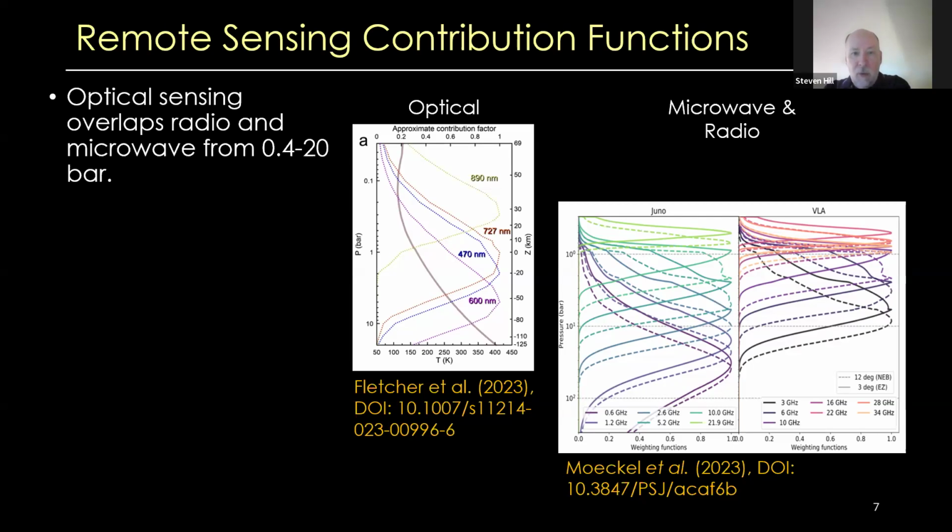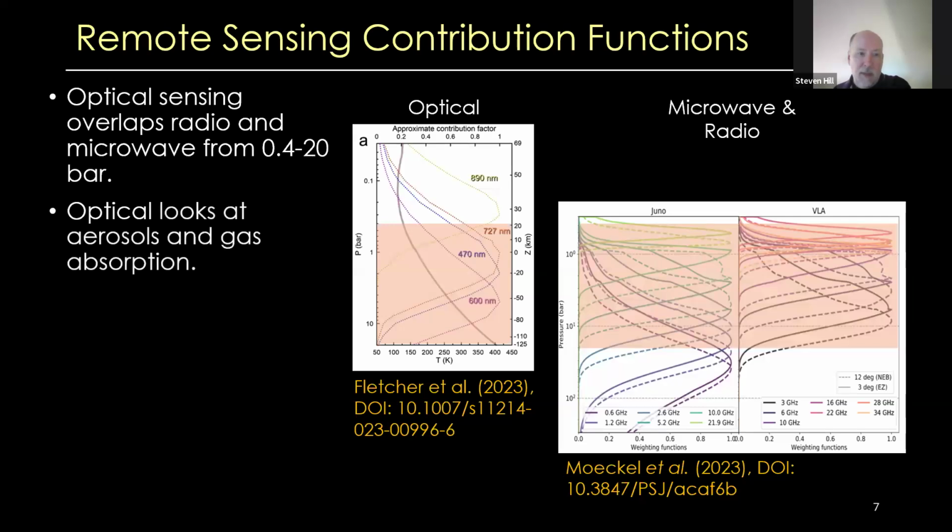And then you've got the microwave and radio on the right, which do have overlap with the optical. And again, I've offset the images so you can see that, but they also probe more deeply. And so we see that, but these different means of sensing are looking at different kinds of things.